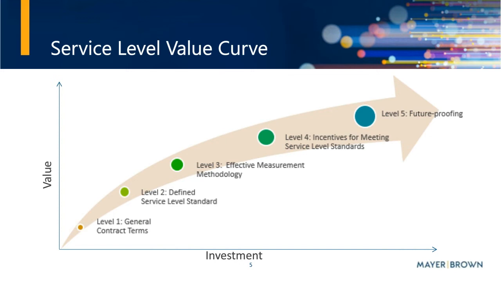At level 3, the parties have invested in an agreed measurement methodology. It's documented, accurate, and auditable. So at level 3, the parties have a level of confidence in the numbers and an agreed service level methodology.